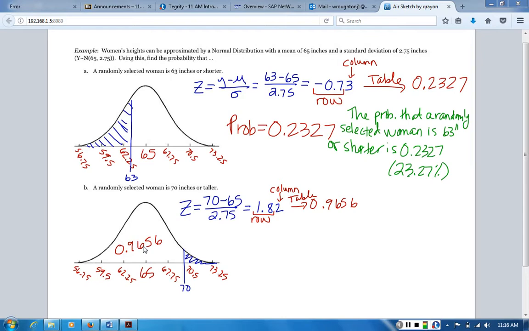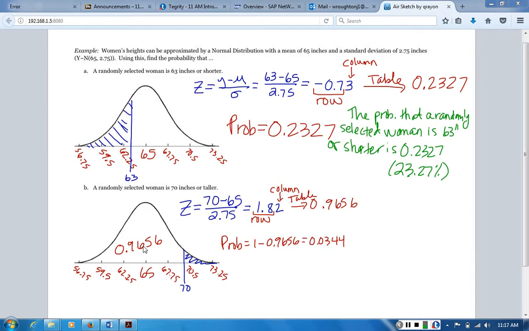So if I want to find just what's to the right of that number instead, I'm just going to take 1 minus that 0.9656, which will get me 0.0344, which also makes a lot more sense looking at my picture. I can tell I don't have a lot of that picture shaded, so it should have been nowhere near 96% of that picture shaded.